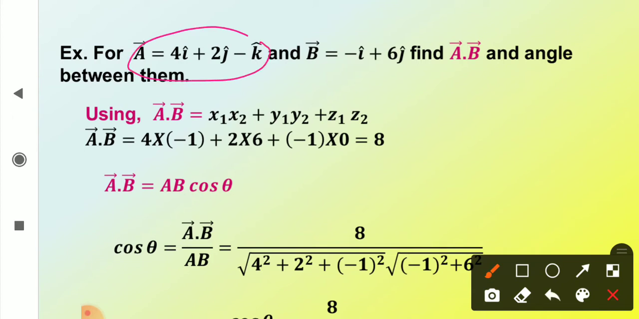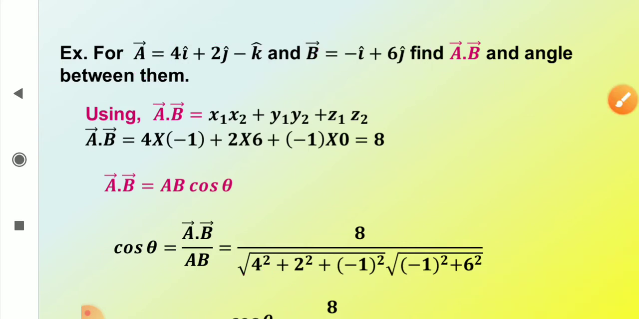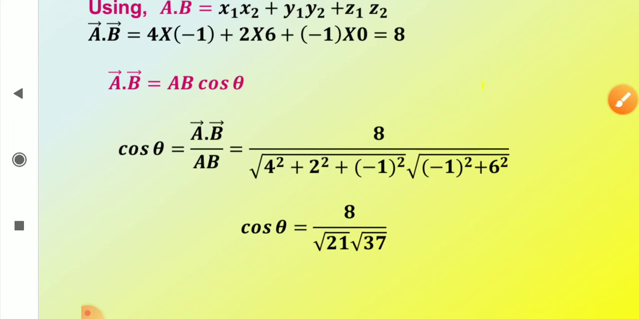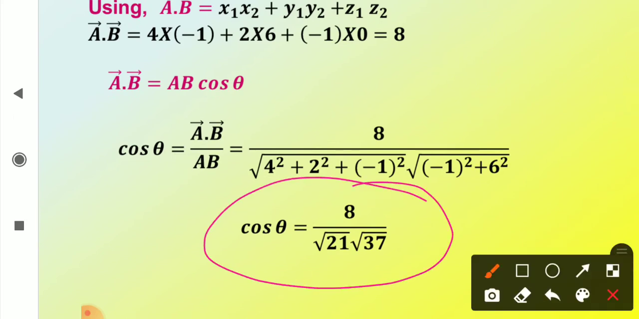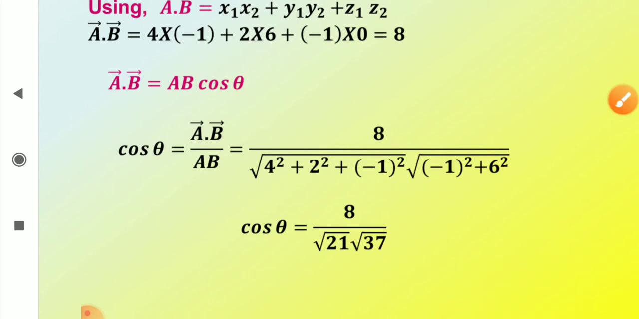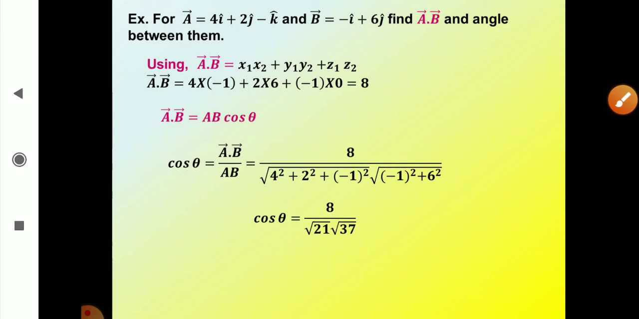Magnitude of A will be under root 4 square plus 2 square plus minus 1 square. ये जितने भी coefficients हैं उन सब का square हो जाएगा. और magnitude of B will be under root minus 1 square plus 6 square. So put the values, you get cos theta is equal to 8 upon under root 21 under root 27. So in this way we can find out the scalar product and angle between any two given vectors.